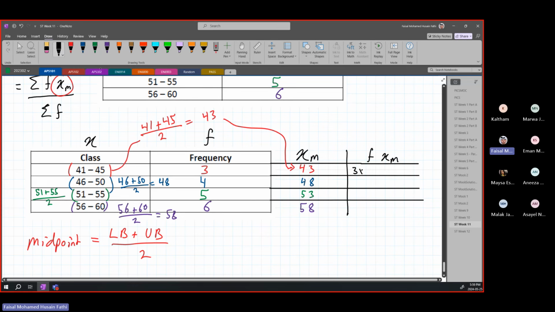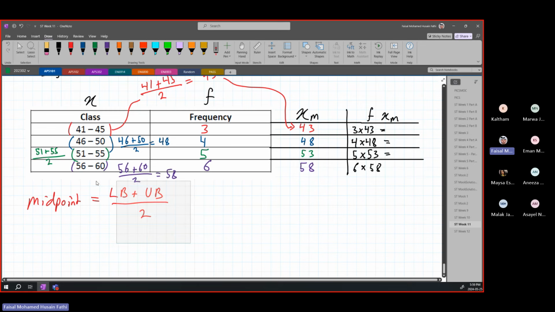So it's going to be 3 times 43. Remember, you're multiplying with the midpoint, and you're going to get a value. Same thing here. It's going to be 4 times 48. Here it's going to be 5 times 53. And here it's going to be 6 times 58. And now we are going to have to find our total as well.